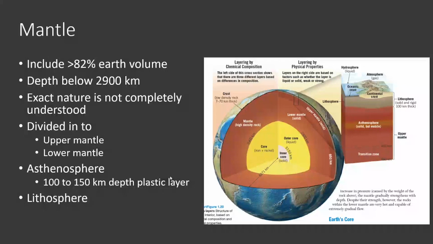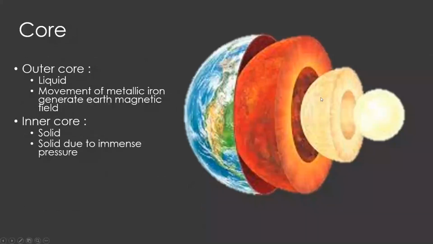So next is the core. As we discussed, the core is in the central portion, with an inner core and an outer core. The inner core is in a solid state and the outer core is in a liquid state, and the chemical composition is basically nickel and iron. The movement of this nickel or metallic iron in the outer core is the reason for the earth's magnetism, and that movement varies and there are changes in the earth's magnetic field also.